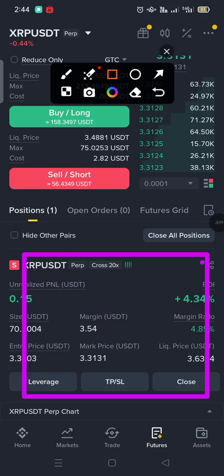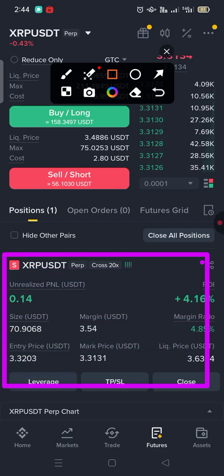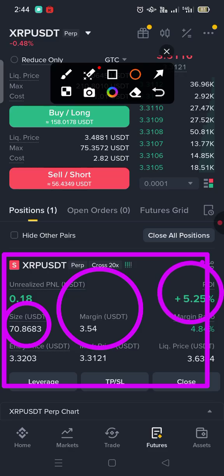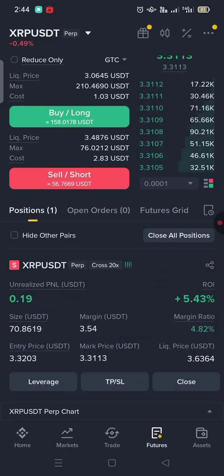Then the next thing is you'll be able to see everything going on in your market. If you are in a loss or on profit, you can see the unrealized USDT, that is the profit. You will also be able to see the amount you put and the size of USDT you are given by Binance itself, the profit or loss percentage, then your liquidation. Let me show you something, guys.